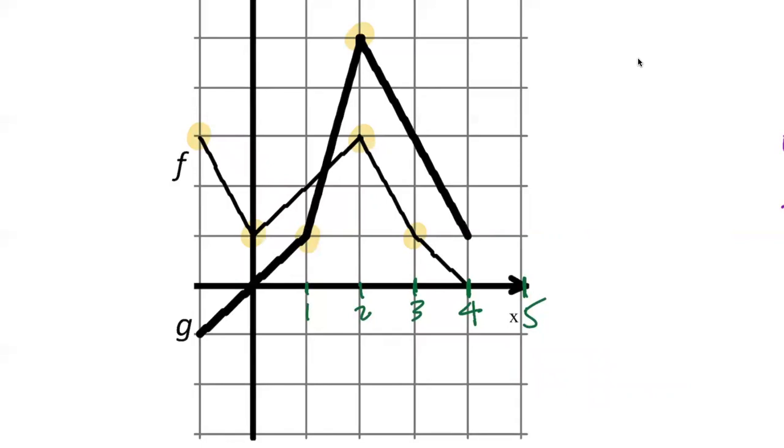Right here, the f value is 3. So when x is equal to -1, f is equal to 3, and g is equal to -1. So 3 plus -1 is equal to 2. We put a dot right there that represents our f plus g of x. Okay, that is our dot.